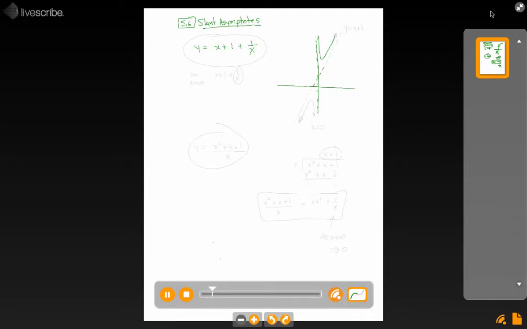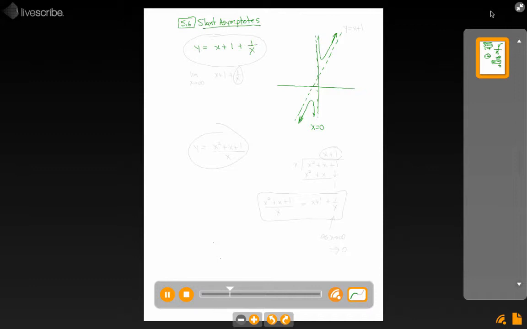It has definitely a non-permissible value at 0, and if we did further testing, we would find it does have a vertical asymptote at x equals 0. So it heads up on the one side and down on the other side. Then it has something unusual, which is an asymptote that appears to be on a slant, so it approaches this imaginary line here and gets closer and closer and closer to it.